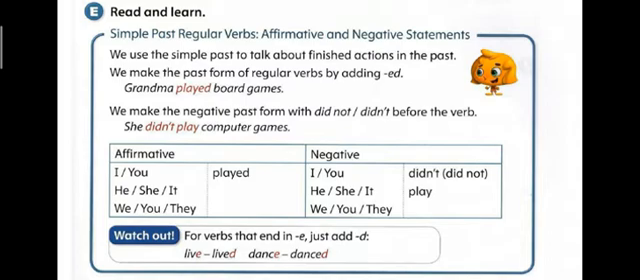Watch out for verbs that end in e, just add the d only. If we find any verb that ends with e, we put d only, because we cannot double the e and put d at the end of the verb. So live ends with the e, so we put d only, so it will be lived. Dance will be danced.